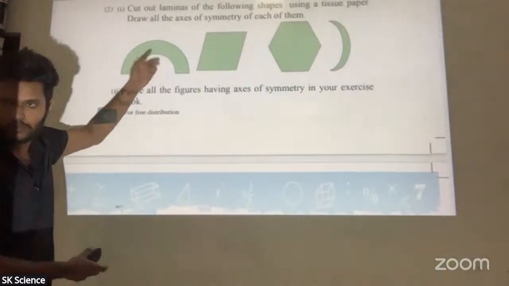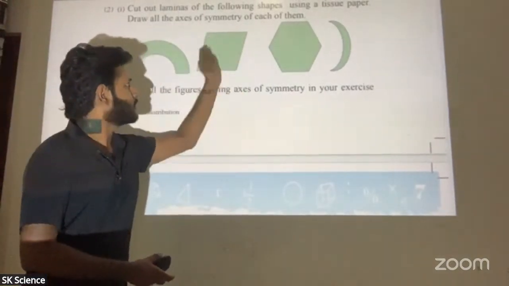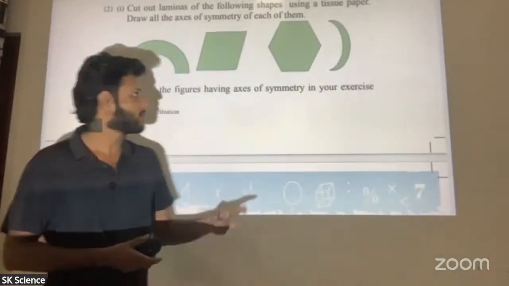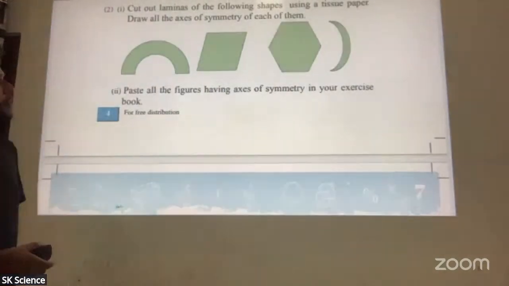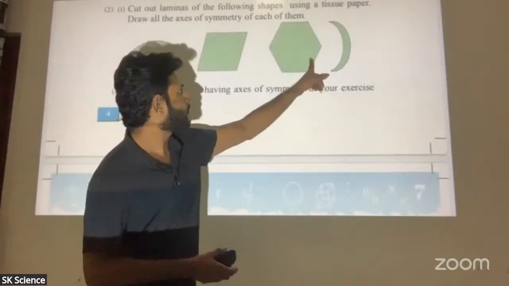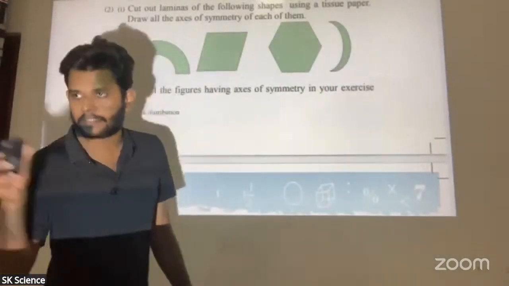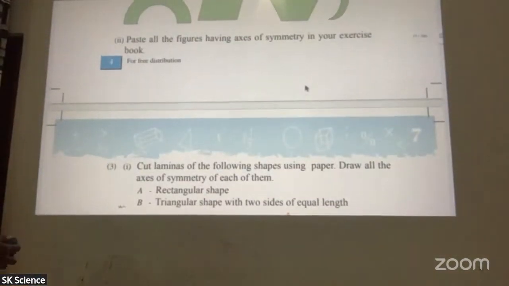You can fold it like this. Then here you can fold it along this. Here, this, and this. You have two axes of symmetry here. This one you can fold along this, this one, this one, this one. There are many, right? Paste all the figures having an axis of symmetry.